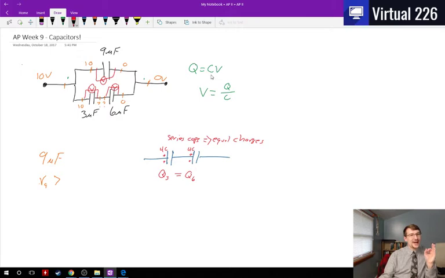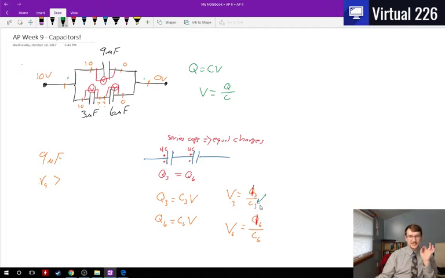What we can say here is Q3 equals C3 times the voltage across it, which means that the voltage equals Q3 over C3. For the 6, we can say that Q6 equals C6 times the voltage across it, which means that its voltage equals the charge on 6 over the capacitance of 6. Well, if they have the same Q, that's just some constant. Let's just make it 1 for ease of purposes.